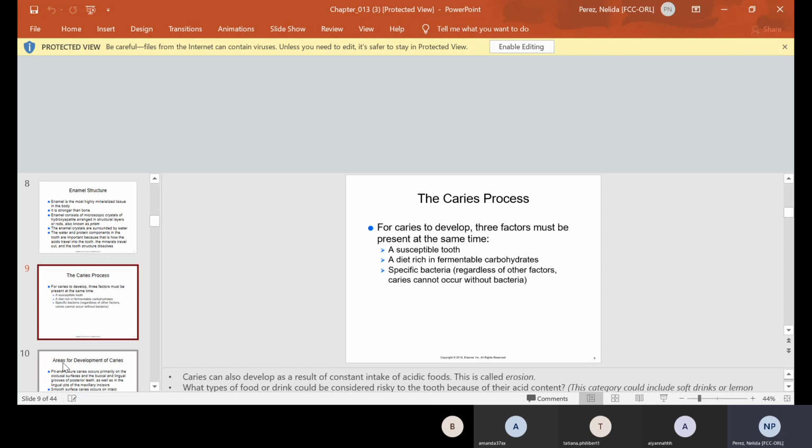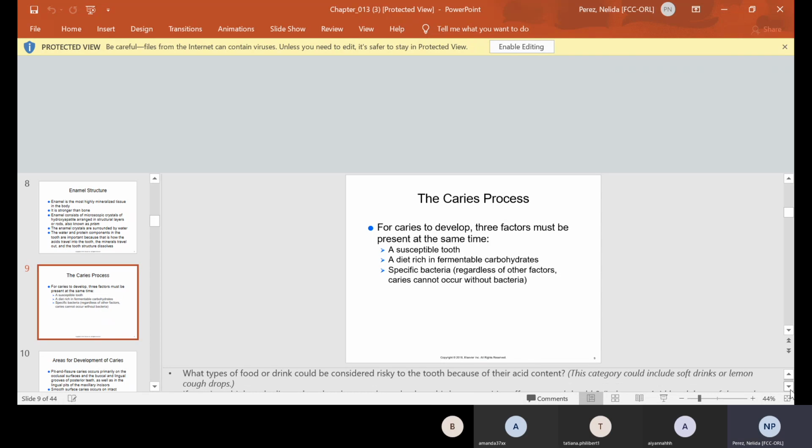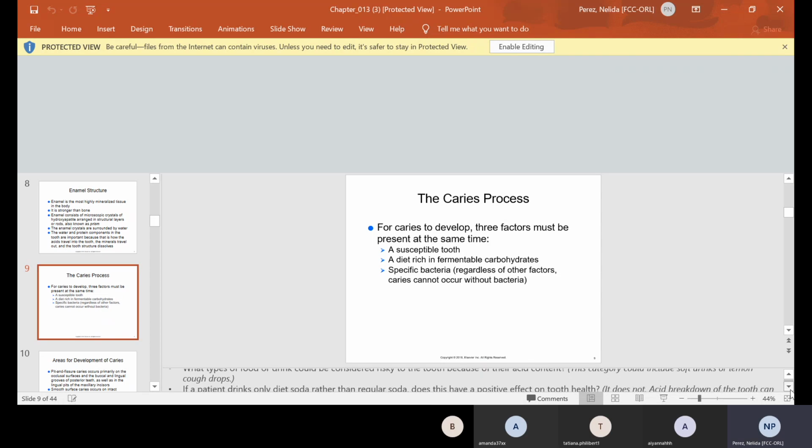So the caries process. For caries to develop, three factors must be present at the same time: a susceptible tooth, a diet rich in fermentable carbohydrates, and a specific bacteria. Regardless of other factors, caries cannot occur without bacteria. Caries can also develop as a result of constant intake of acidic foods. This is called erosion. And what types of food or drink can be considered risky to the tooth because of their acid content? Well, it's your soft drinks or lemon cough drops, okay?